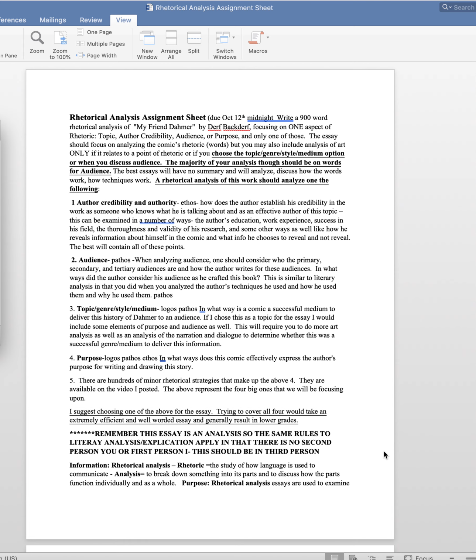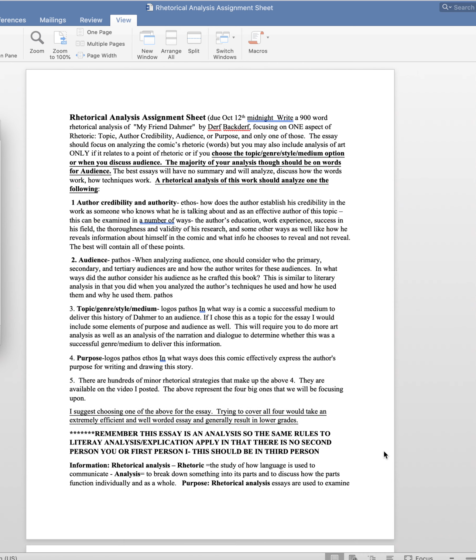Okay, other parts of audience in terms of rhetoric are thinking about how the author crafted his or her words for the particular audience. How did it affect word choice? How did it affect syntax, tone, subject matter? This is very similar to literary analysis when we analyze poems, but you're going to be analyzing an author's narration, an author's dialogue choices, word choices in that narration.